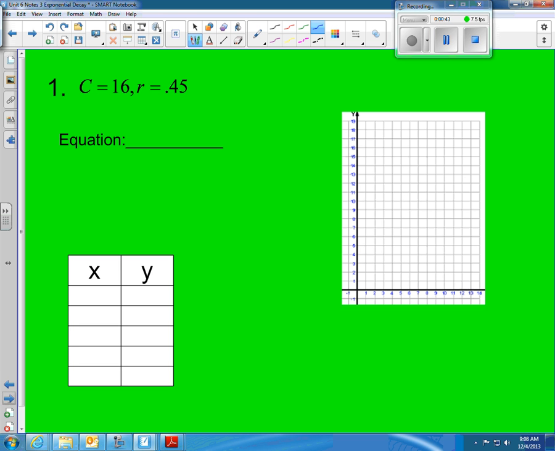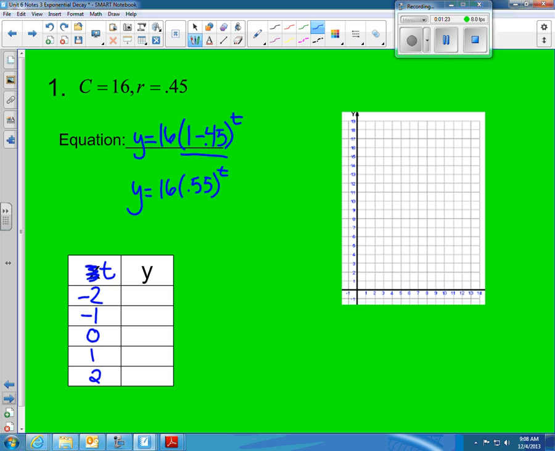All right, let's look at this first problem. It asks us to write an equation. So we have y equals our C value times 1 minus our rate as a decimal to the T. We simplify inside the parentheses and get 16 times 0.55 to the T. Remember, we can't multiply the 16 times the 0.55 because order of operations says we do exponents first. We don't deal with X, we deal with T, but I still ask you to do -2, -1, 0, 1, and 2. Our life is a lot easier with those calculators.